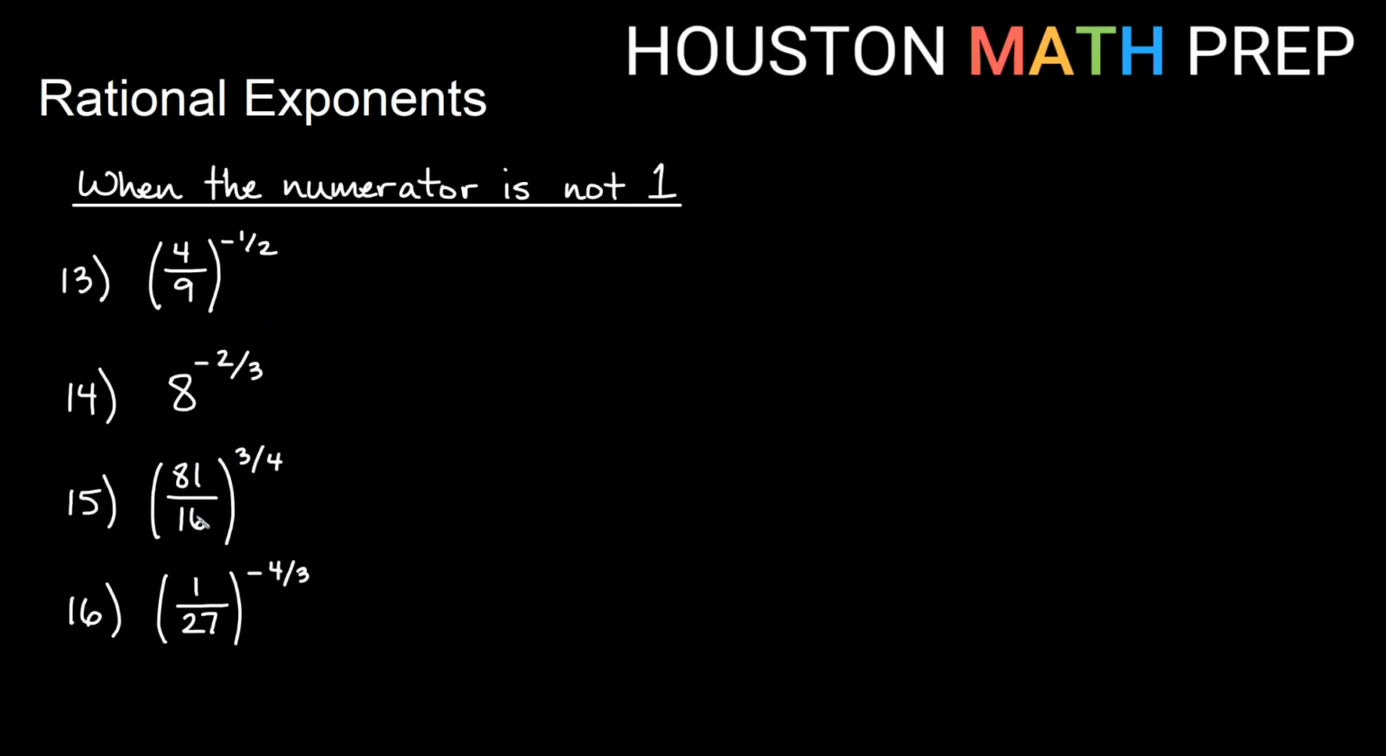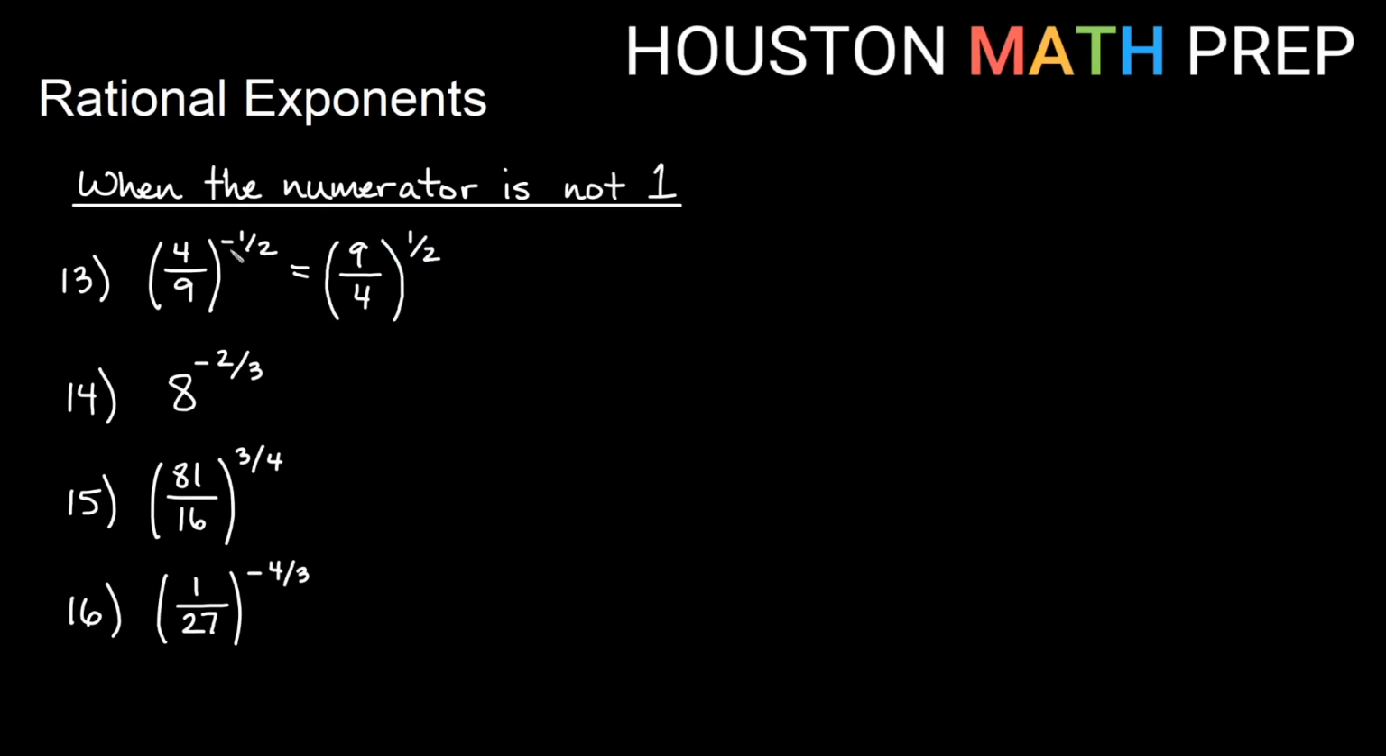So some extra examples here. We have some negative powers and we have some fractions. We have 4 over 9 all to the negative 1/2. So remember, negative in the power means reciprocal. So let's go ahead and do the reciprocal part. We're just doing the negative part of the exponent. That becomes 9 over 4, and that will be now all to the positive 1/2.